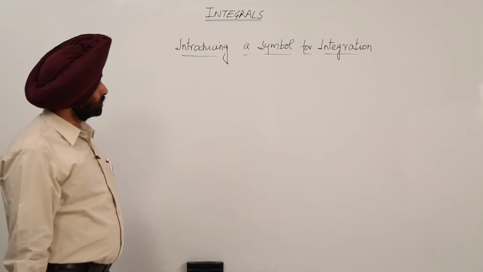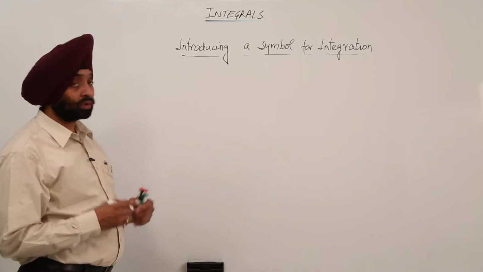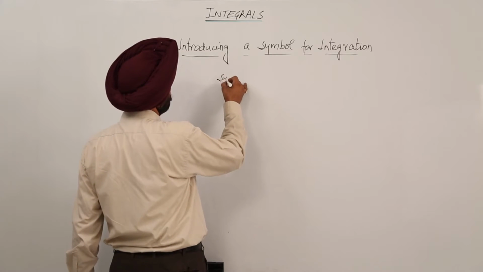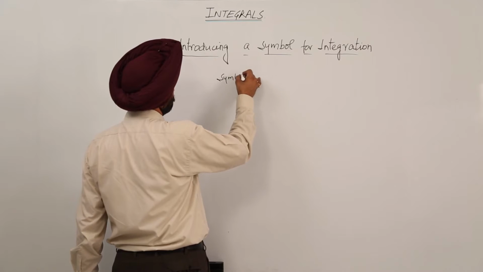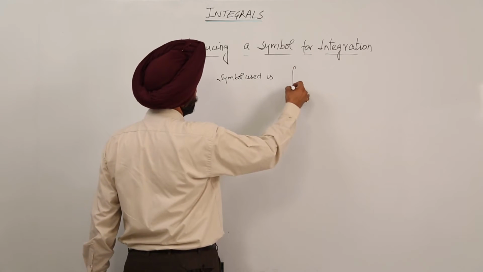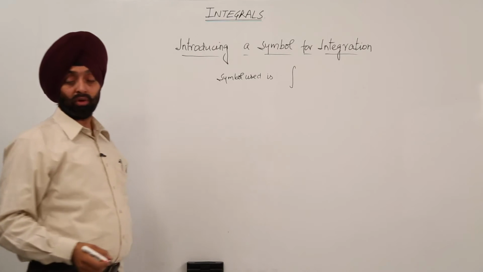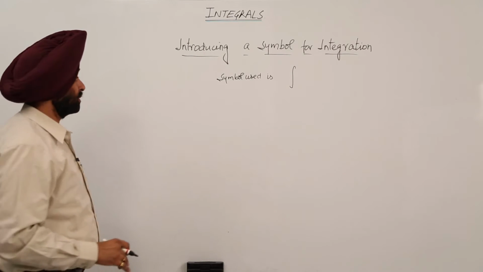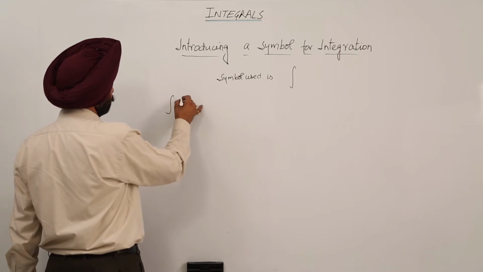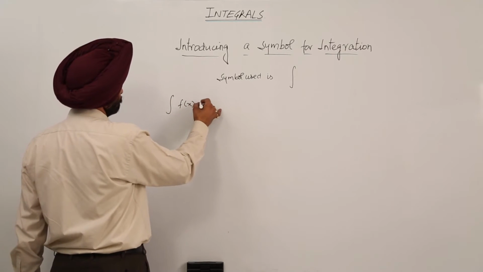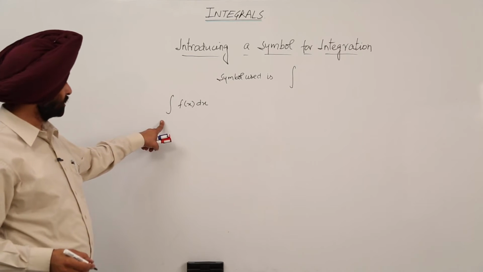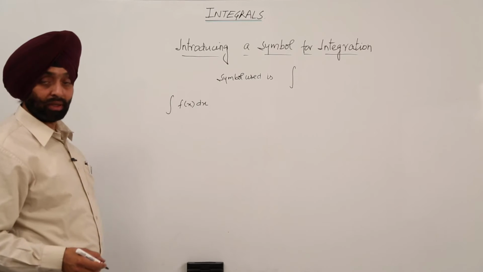Now we are introducing a symbol for integration. Now what type of a symbol is used? The symbol used is like this. This is called the symbol for integration. Okay. Now what we are having is integration of f(x) dx. This is the symbol for a function f(x) dx.